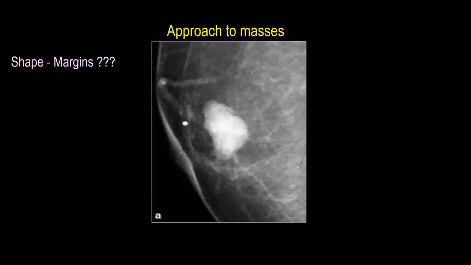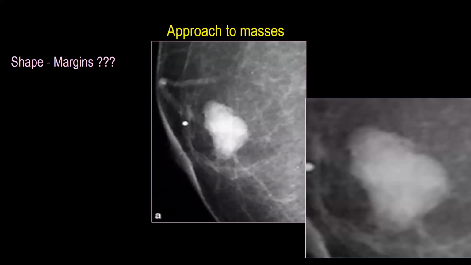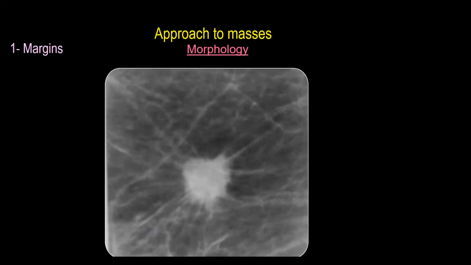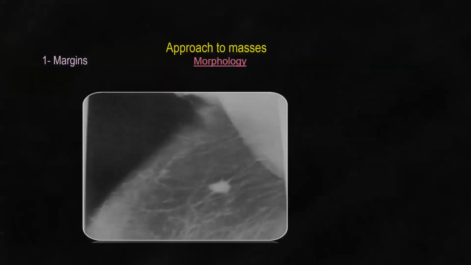Margin. Indistinct. Yes, here it is more obvious. In the zoom view, it's more obvious. Yes, it is an irregular shape with an indistinct margin. This is telling that it is spiculated. This is very typical. A very, very typical spiculated mass.